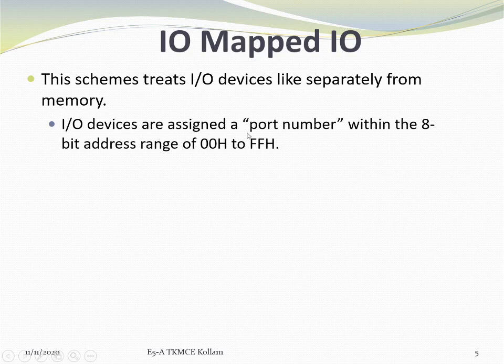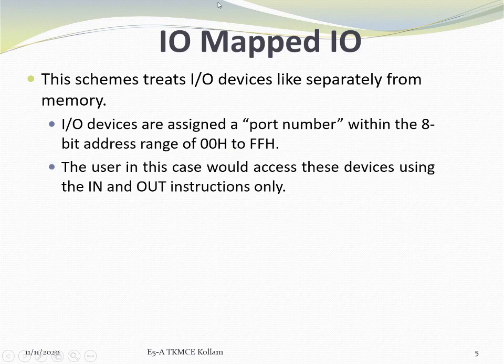I/O devices are assigned a port number within the 8-bit address range of 00H to FFH. The user in this case would access these devices using IN and OUT instructions only. For example, IN 18: whenever this instruction is executed, content of port number 18 is transferred into accumulator. Similarly, OUT 88: whenever this instruction is executed, content of the accumulator is transferred to port number 88.